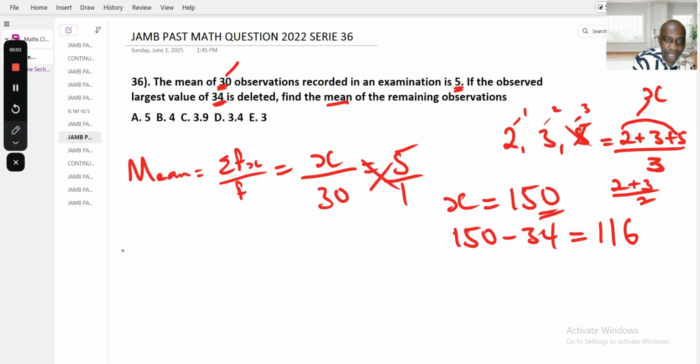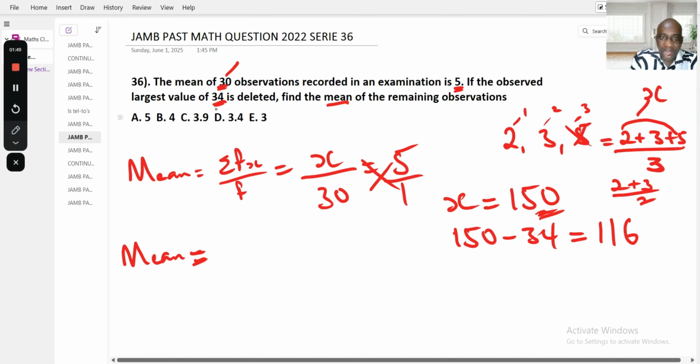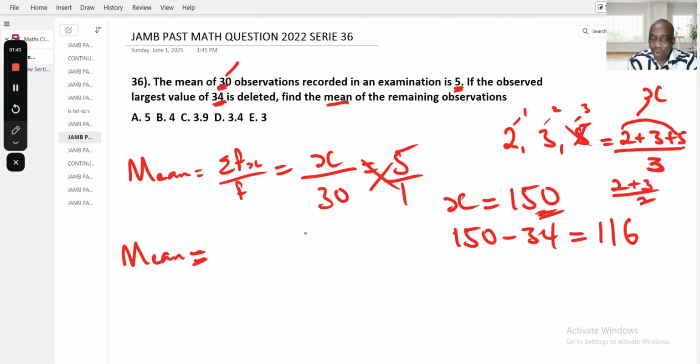Now to look for the mean of the remaining ones. Now the total of the mean that we divided 150 by 30, that we get the mean of 5. We are no longer to divide it by 30 again, because one of the observed values has been deleted. Now we have 116 as a total, divided by what? Total observation. The total observation is what? 30. But one of the observations has been deleted. We will have how many observations left? We have 29 observations left.